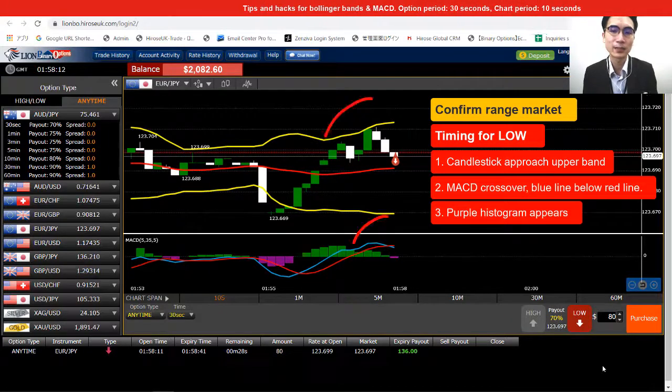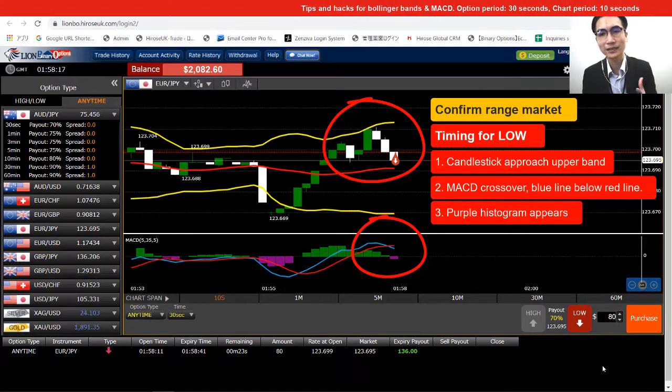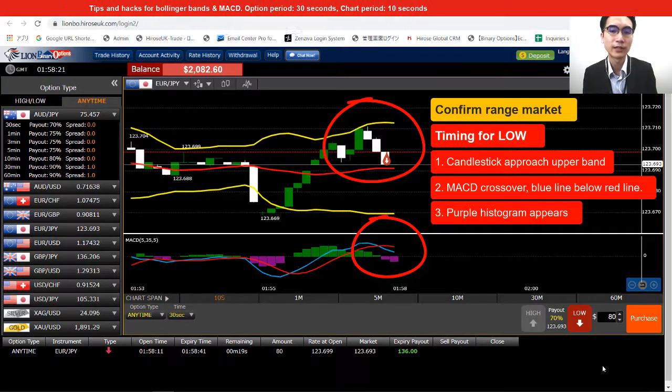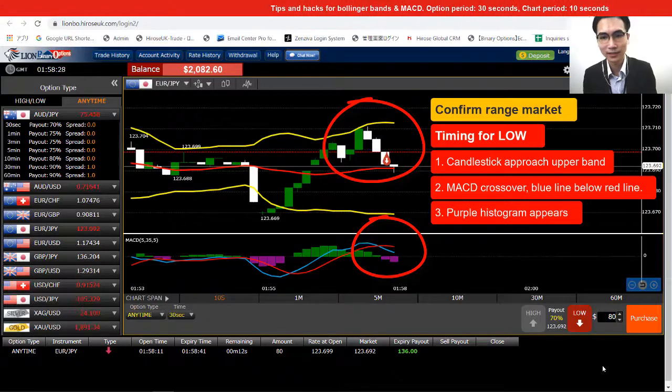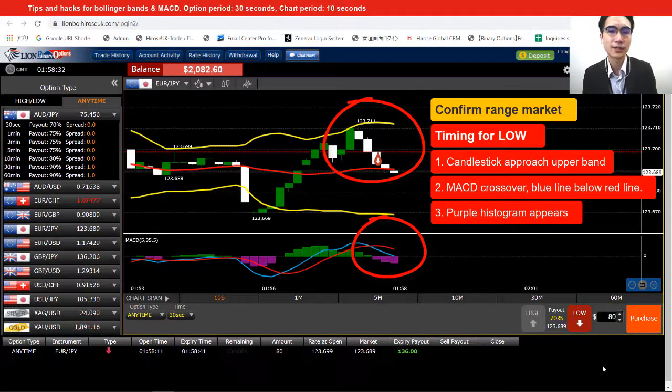Yep, that's what I did there. I opened a low position. So again, the candlestick engaged with the upper band, and then I moved on to the MACD, and the two lines crossed over. The blue line is now below the red line, and I have a purple histogram, and that's why I opened a trade there.